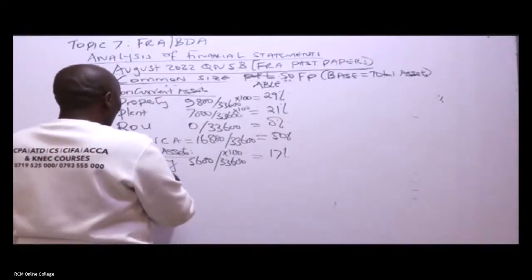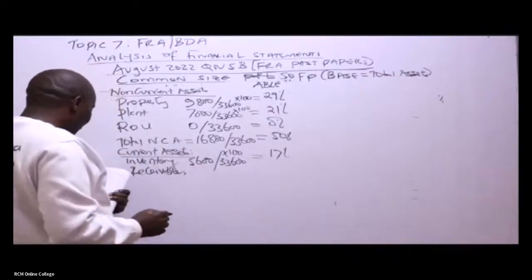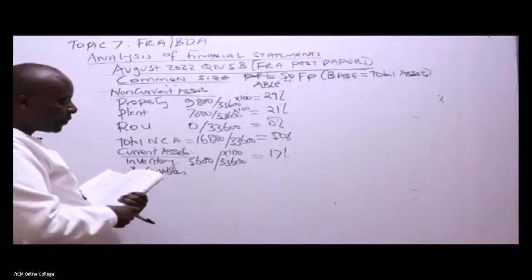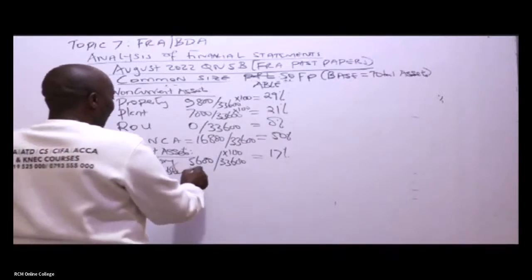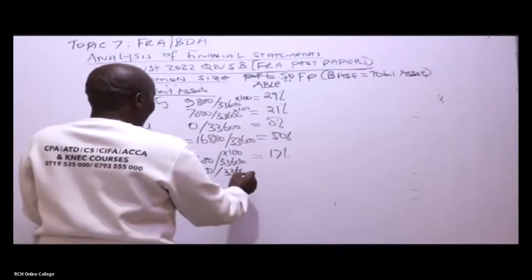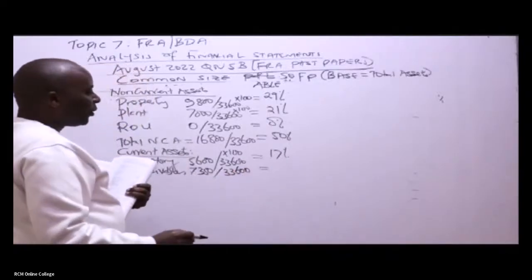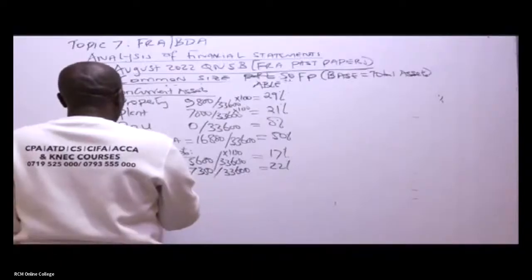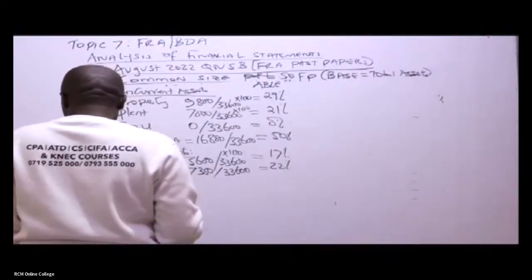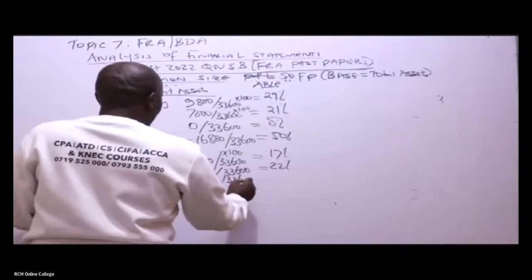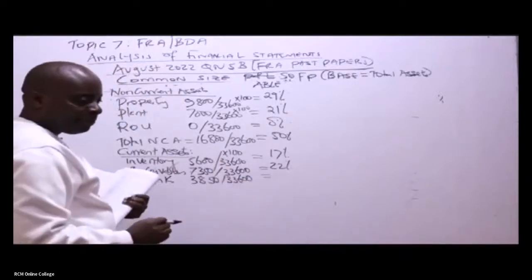Receivables. What do we have there for receivables? I can see 7350, divided by 33,600, which will end up giving me what figure? 22%. After receivables, I can see bank. For bank, what do we have there? 3850 divided by 33,600, which will end up giving me what percentage there? 11%.